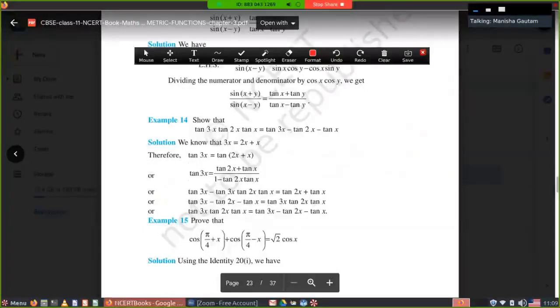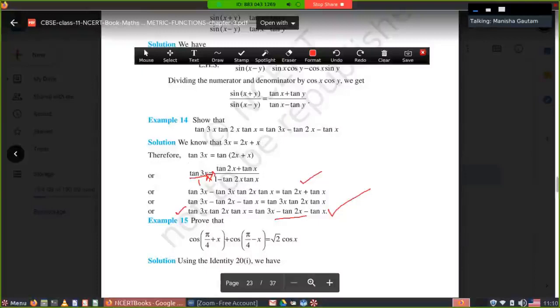Take the left side as upon 1, and cross multiplication takes place. Multiplying them, you get tangent 3x minus tangent 3x, tangent 2x, tangent x is equal to tangent 2x plus tangent x. Now rearrange the statement and you will get tangent 3x minus tangent 2x minus tangent x on the right hand side, and the product tangent 3x, tangent 2x and tangent x on the left hand side.